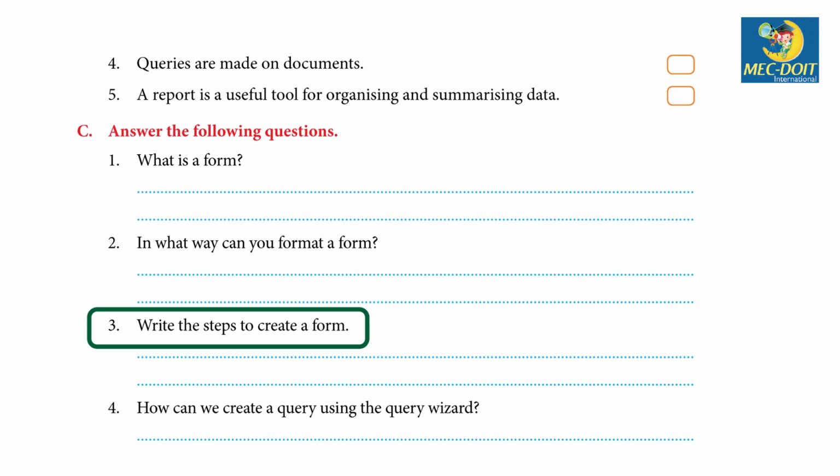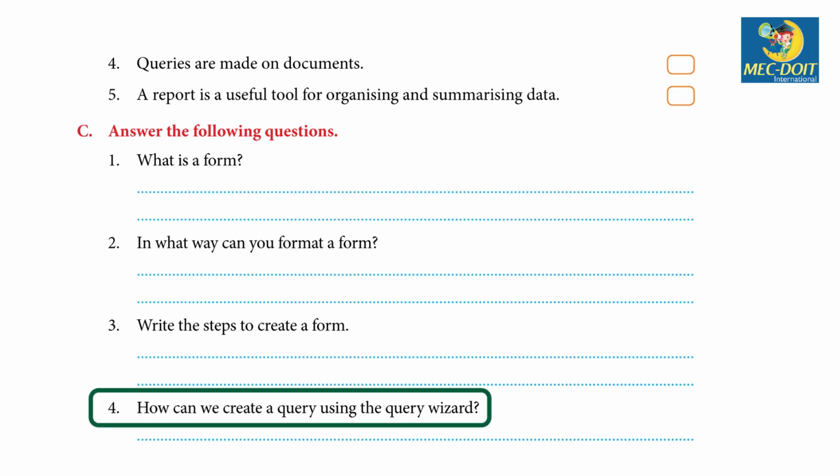4. Click the Home tab and then the View button displayed in the View group to input or edit records in the form. Go to the drop-down menu and choose Form View. 4. How can we create a query using the Query Wizard? Answer: creating query with Query Wizard.